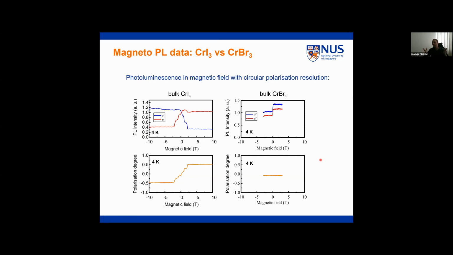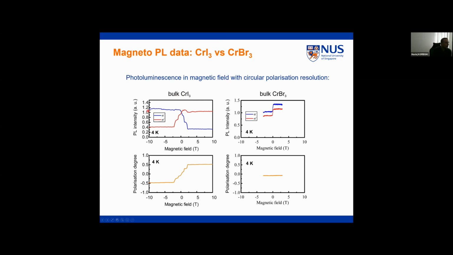And then you can look at the magneto-optical response. So you measure the intensity of the emitted light in circular polarization. This is an example of the data for a bulk chromium iodide and a bulk chromium bromide. And you see that even though in the bulk limit they are both expected to be ferromagnets, with a similar crystal structure and similar electronic structure, the behavior is completely different.